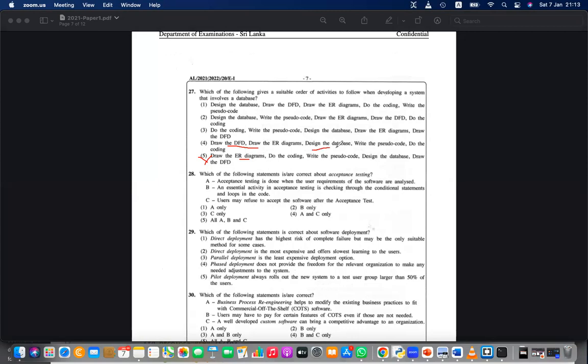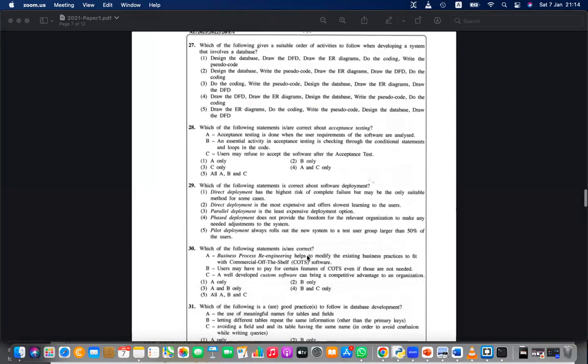Design the database, after that the design in part, and write the code. Yes, do the real coding. Number 4, easy. Do the real coding, and before that the pseudocode, and before that the design, before that the diagram in part, correct? This is basically system development also, this process is followed.